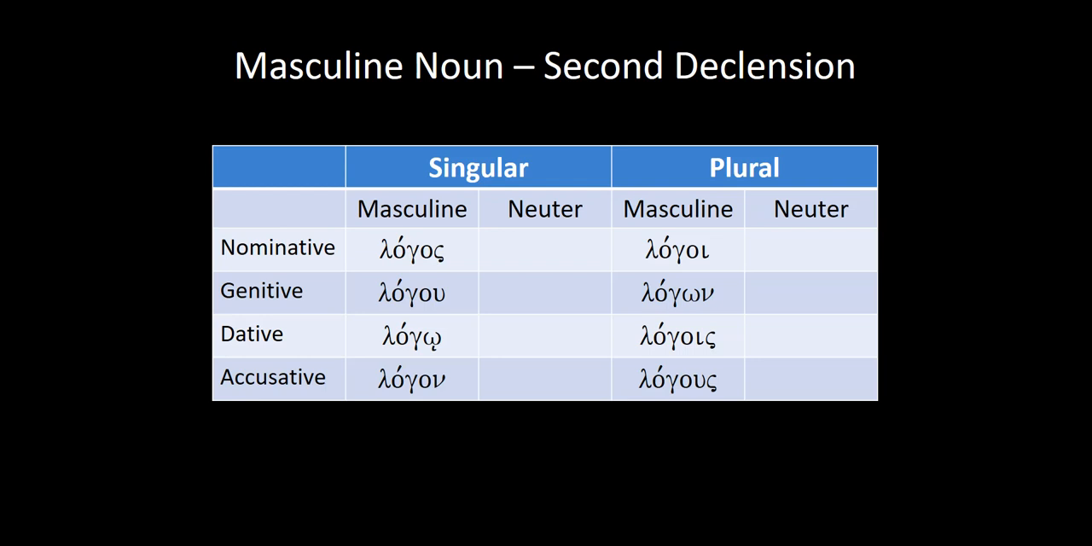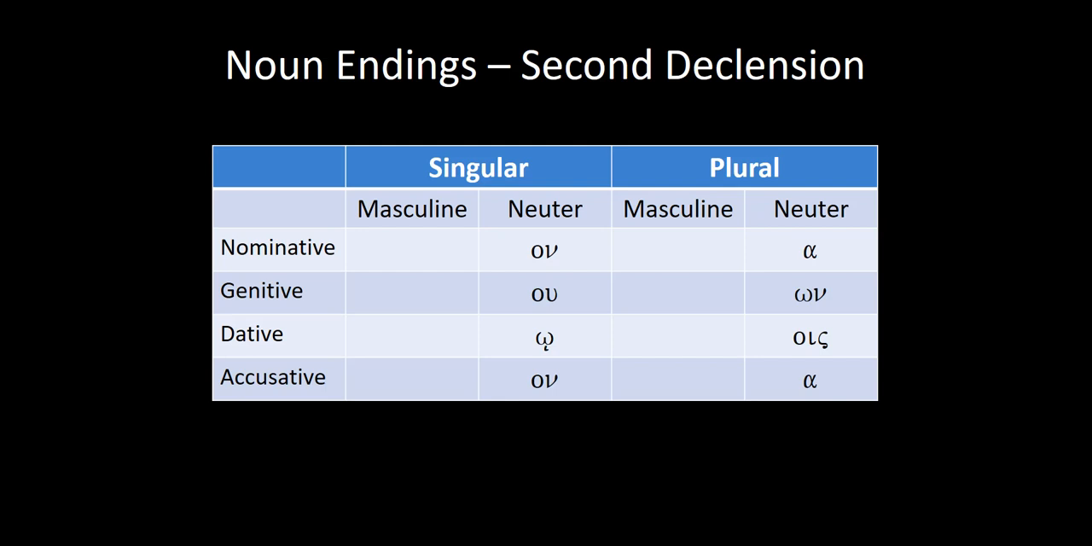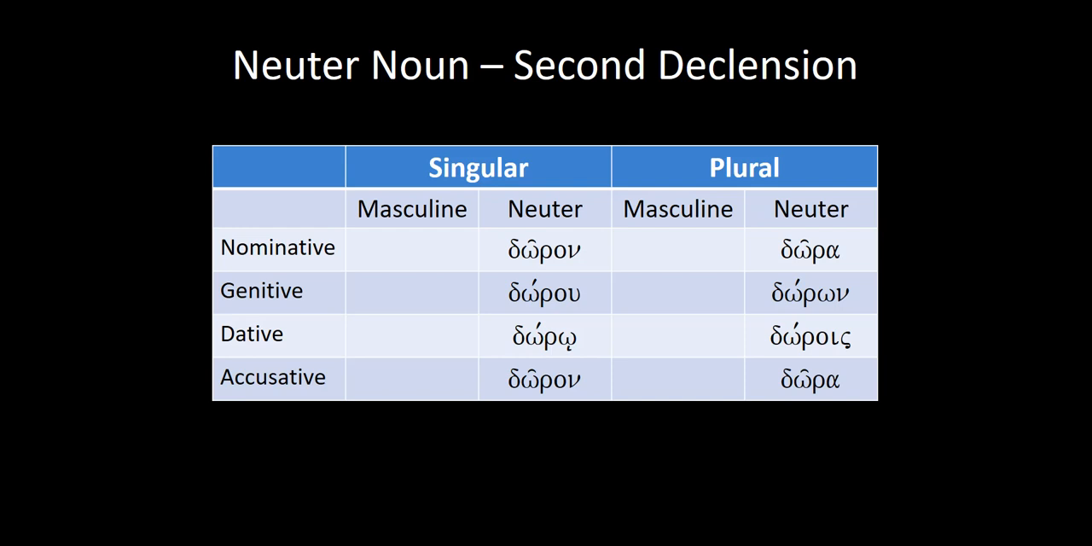Now if we had a neuter noun, such as doron, the word that means gift, you have the noun stem, dor, and then you add the neuter endings, on, u, o, on, a, on, ois, a. So you put those at the end, and then you have this. Doron, doru, doro, doron. Dora, doron, dorois, dora. On, u, o, on, a, on, ois, a. When we had a masculine noun, we used masculine endings. When we have a neuter noun, we use neuter endings.